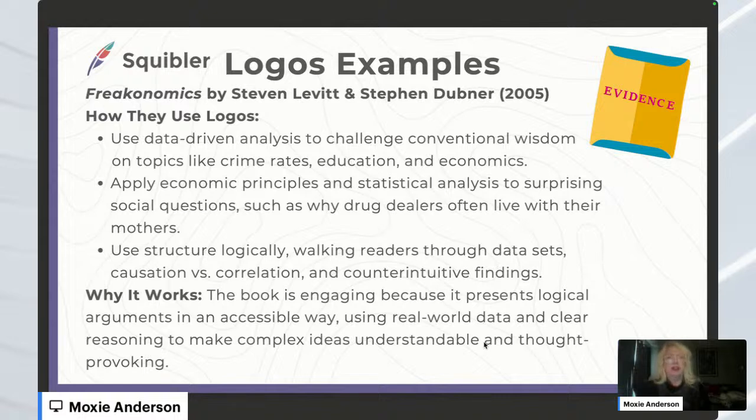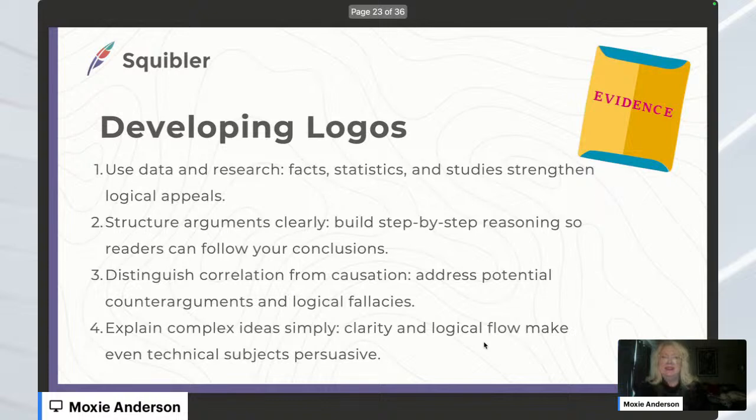Why does this book work? It was very popular. The book is engaging because it presents logical arguments in an accessible way. It uses real-world data and clear reasoning to make complex ideas understandable and thought-provoking. So to develop logos, there are some tips for you.